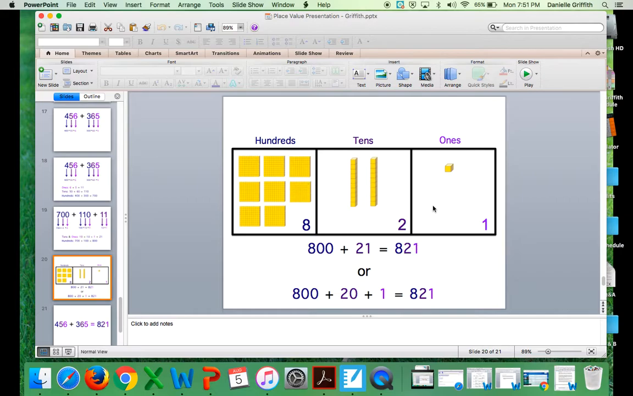Here I'm representing the number using the base 10 blocks. I have 1 unit cube in the ones place, 2 longs in the tens place, which is 20, and 8 flats in the hundreds place, which is 800. Remember, each flat has 100 units and each long has 10 units in it.